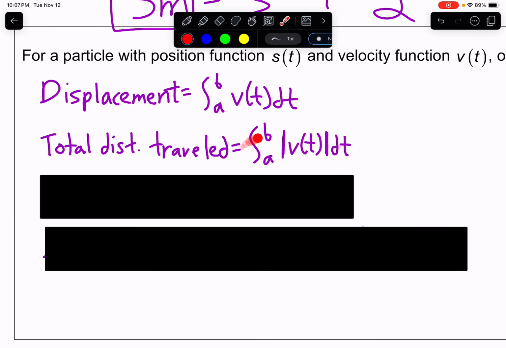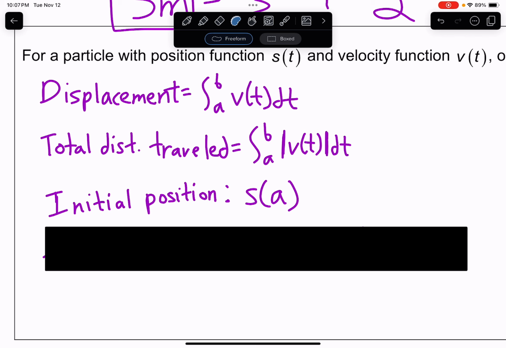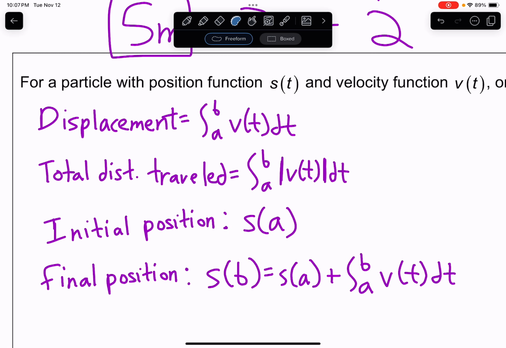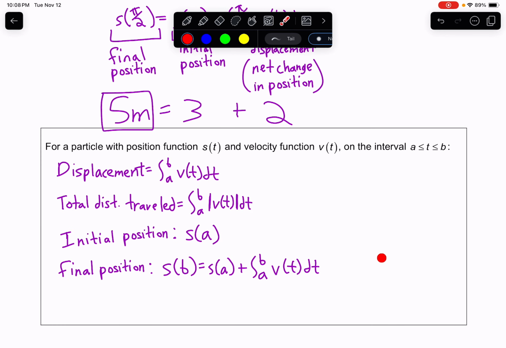If it's calc, you could just, of course, type the whole thing straight into your calc. Okay, initial position would be s of a, depending on what your position function is called. I just kind of assumed it's s, we're told it's s of t right here. Okay, and then the last thing is final position. So this would be s of b equals s of a plus your displacement on that interval a to b. Okay, so that's really it for today. Just kind of reviewing some stuff we did a few chapters ago.